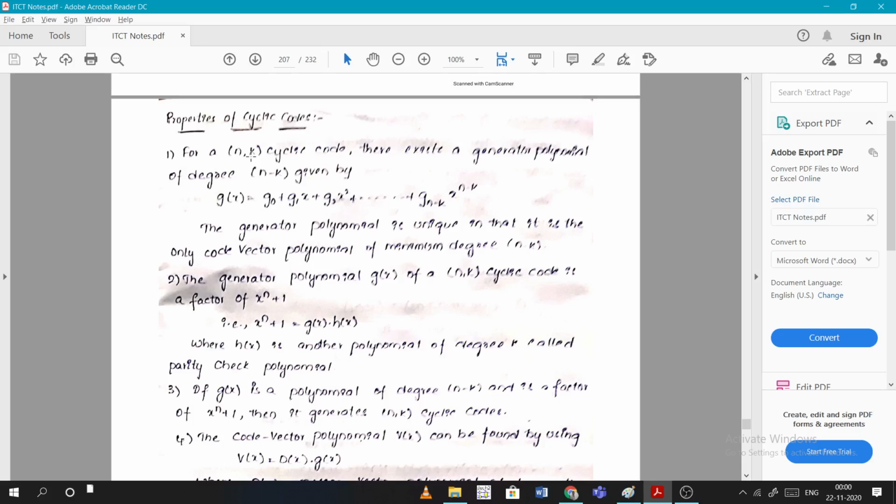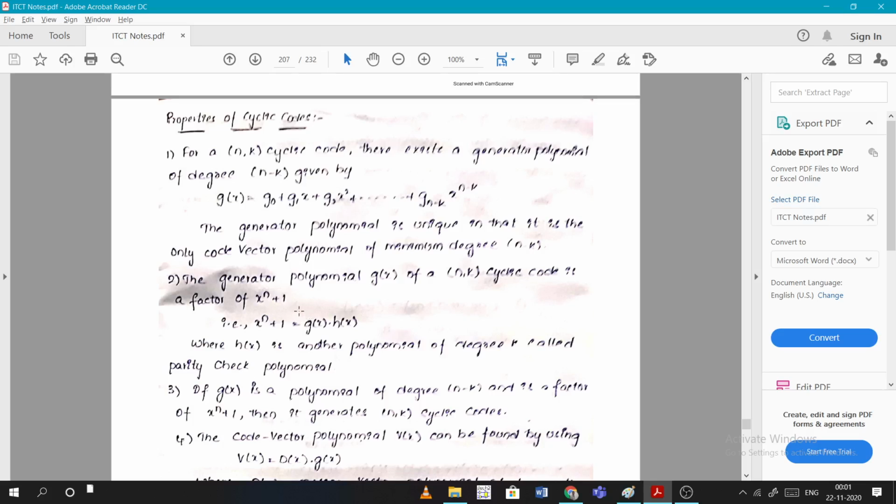g(x). So when we divide x^n + 1 by g(x), it will divide perfectly, we will get only a quotient, no remainder. That quotient h(x) is called the parity check polynomial. Okay, parity check polynomial, that's what h(x) is called. So multiplying the generator polynomial with the parity check polynomial results in x^n + 1.